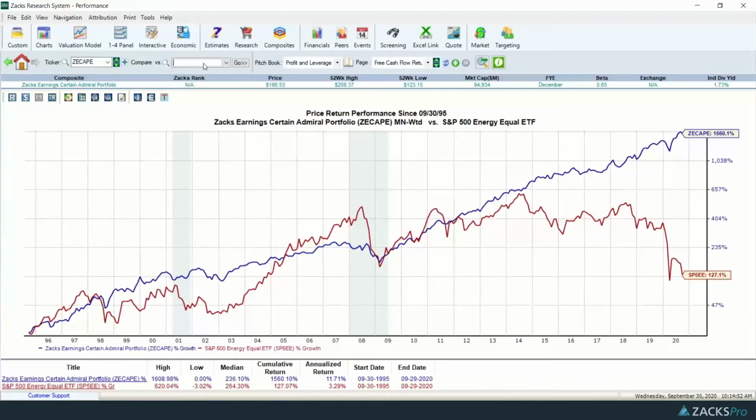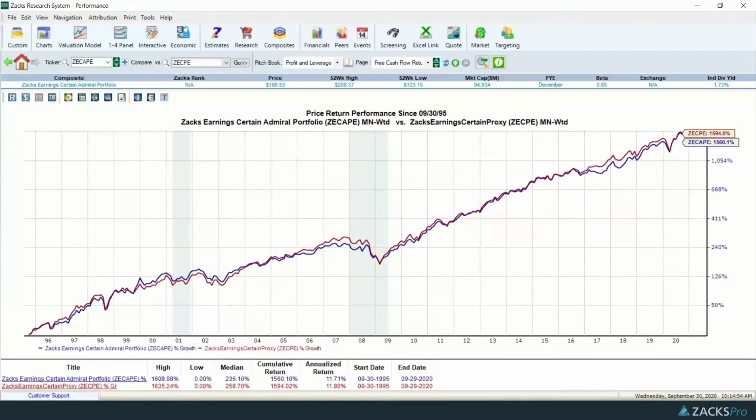And I would have to change this to, keep in mind these strategy sessions are live, so I'm actually working the system as we are talking here. So here is the Admiral portfolio performance since 95 compared to the core 75, and you can see that they're roughly the same. They mirror one another long term, okay?